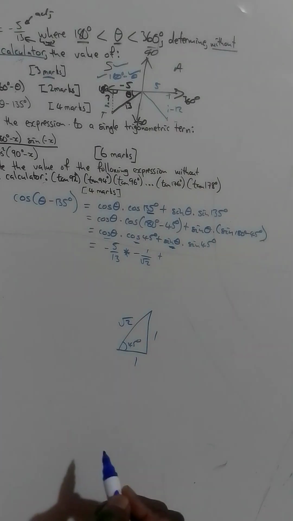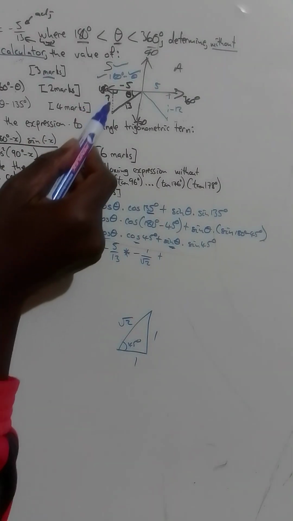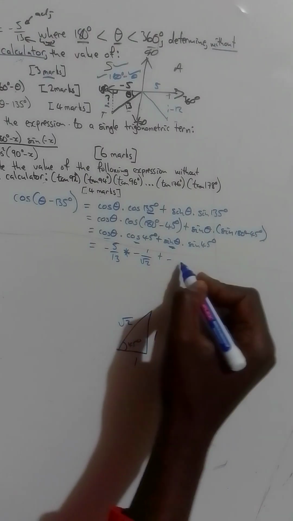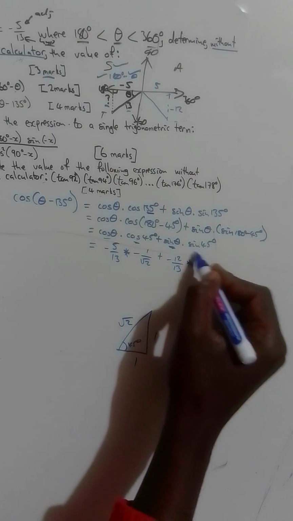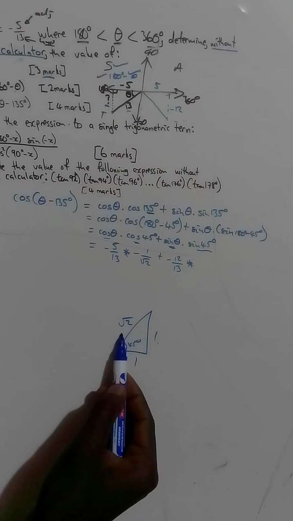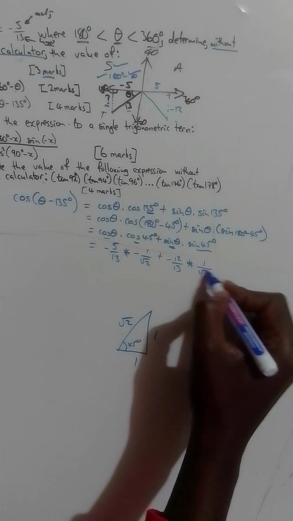Plus my sine theta. What is my sine theta? Now I say my sine theta is equal to, I come here, my opposite, remember it's negative 12, my hypotenuse is 13. So I've got negative 12 over 13 multiplied by sine 45 degrees.